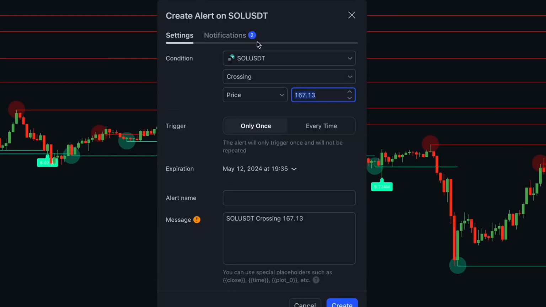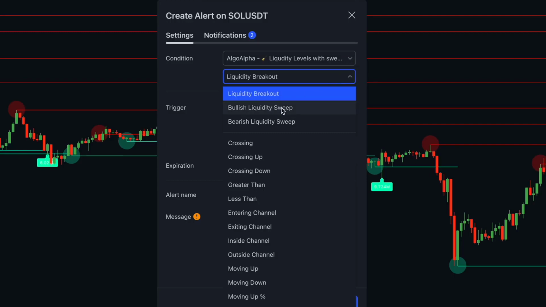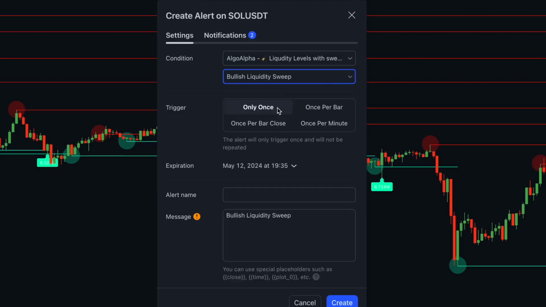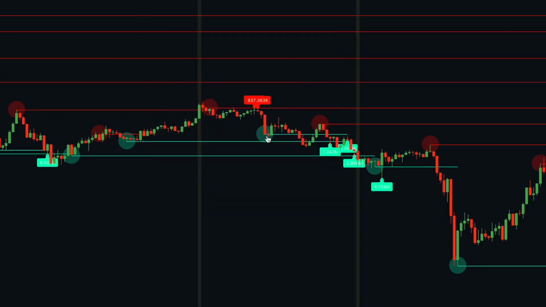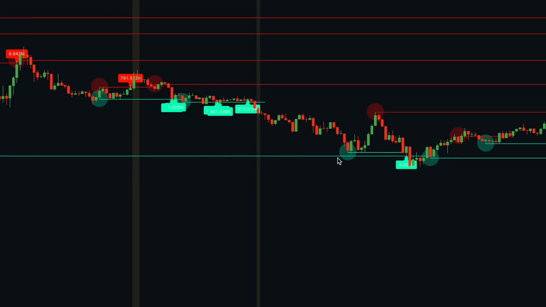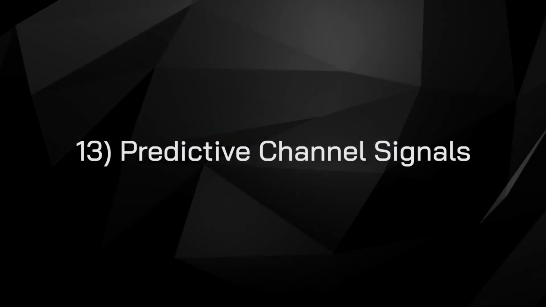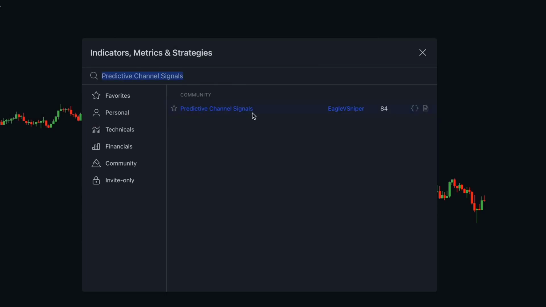Enable alert conditions for liquidity breakouts and sweeps within the indicator's settings. This feature allows you to receive real-time notifications, helping you to act promptly on trading opportunities. For better results, use this indicator in combination with volume profiles, trend channels, and oscillators. Next up on our list is the Predictive Channel Signals Indicator by Eagle V Sniper.